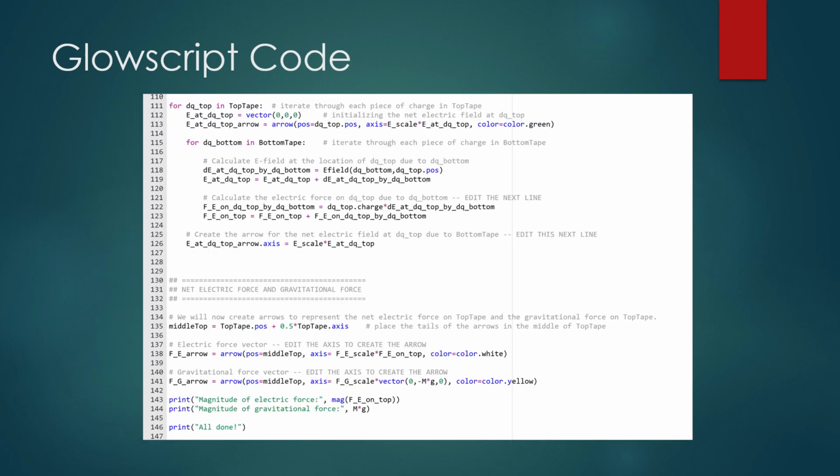Here we are actually summing up the total electric field and the force of the electric field on the upper tape, and then down there we have the FE arrow, which generates the arrow of the force of the electric field and the force of the gravitational field.